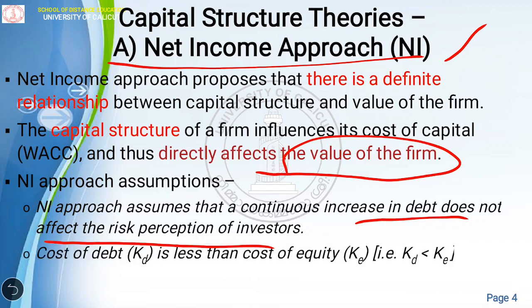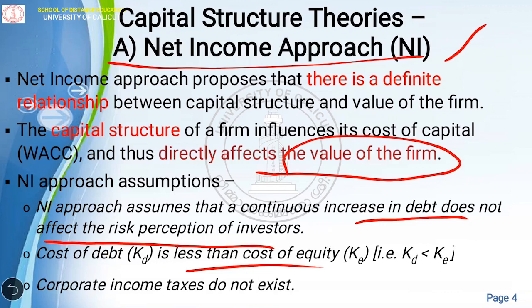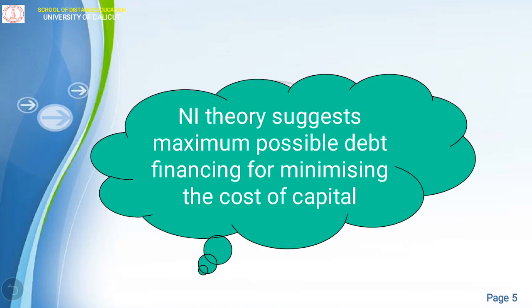Cost of debt is less than cost of equity. Then corporate income tax does not exist. So these are the three major assumptions of the net income approach. This is the key area. So simply, net income theory suggests maximum possible debt financing should be used in the capital mix, or capital structure, of the organization.